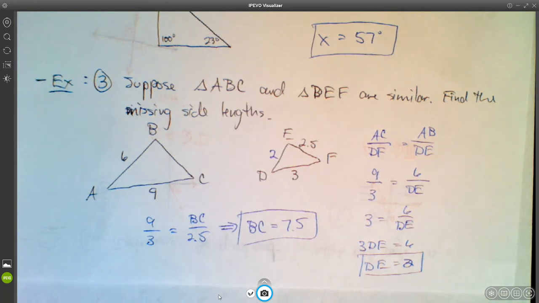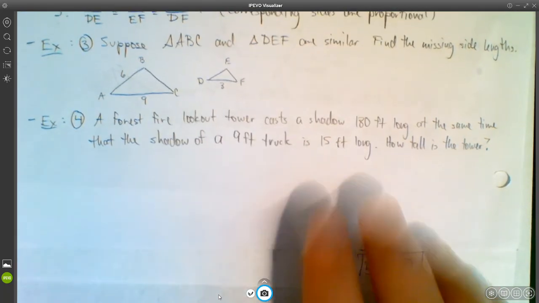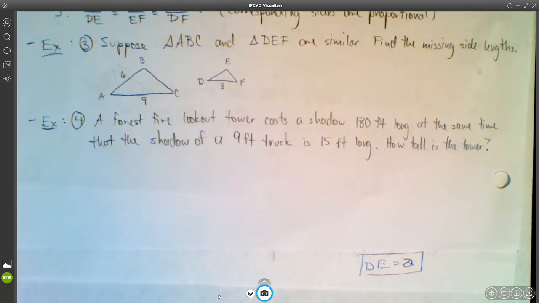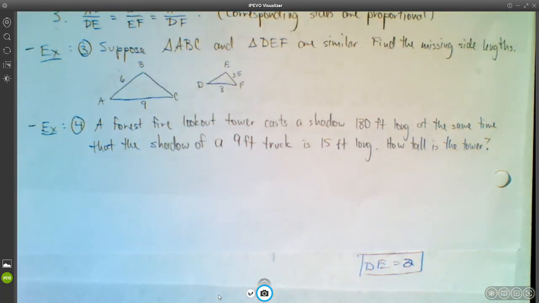So, one more problem. And it's a word problem, so once again, I'm not going to write it out. But I'll work it out here. So it says, a forest fire lookout tower casts a shadow 180 feet long. Oh, I need to fix this too. I put 2.5 here. So next time I do this lecture, I don't make that mistake again. Anyway, a forest fire lookout tower casts a shadow 180 feet long at the same time that the shadow of a 9-foot truck is 15 feet long. How tall is the tower?